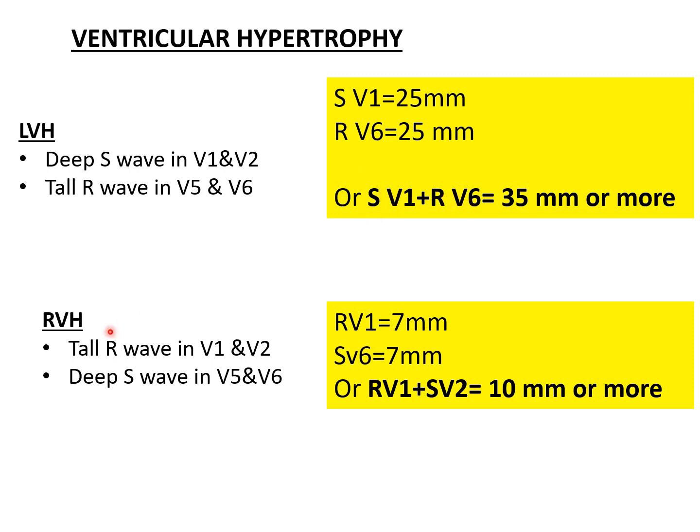Similarly, in case of right ventricular hypertrophy, there is another formula: RV1 plus SV2 should be less than 10 millimeter. If it is less than 10 millimeter, we need not worry. But if it is 10 or more, you can consider that it can be a case of right ventricular hypertrophy. The right ventricle is enlarged.